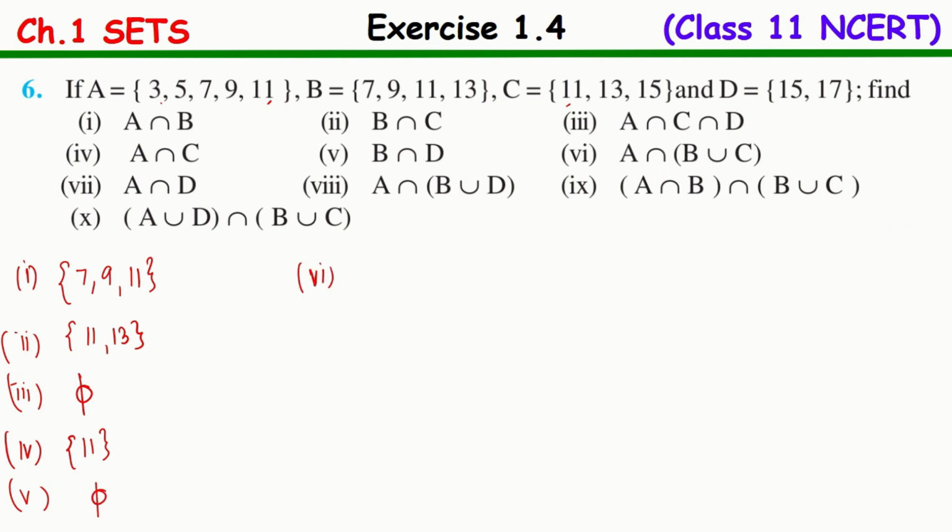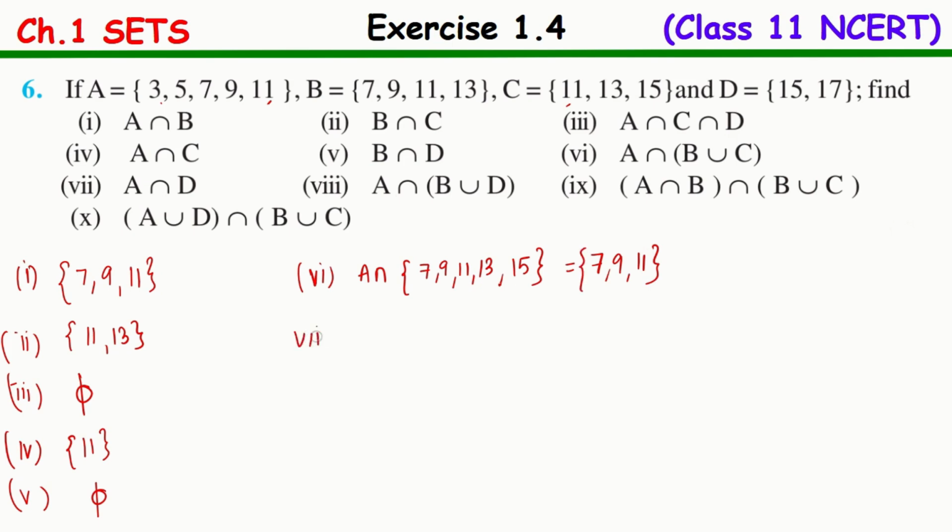Let us come to the sixth part. It says A intersection B union C. So first of all, let us write B union C. B union C is all the elements of B as well as C. C has 11, which is written, 13 which is written, and then 15. Then we have to find the common elements of A and this set. Common elements here are 7, 9 and 11.